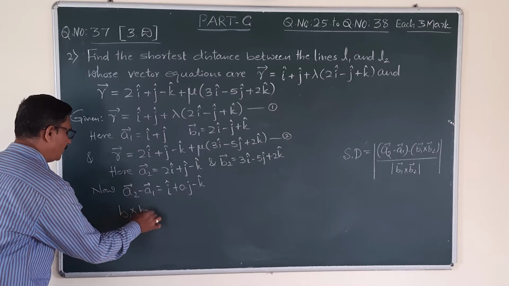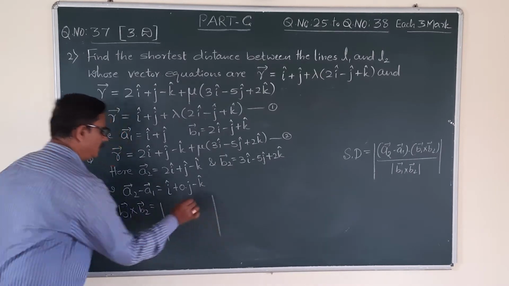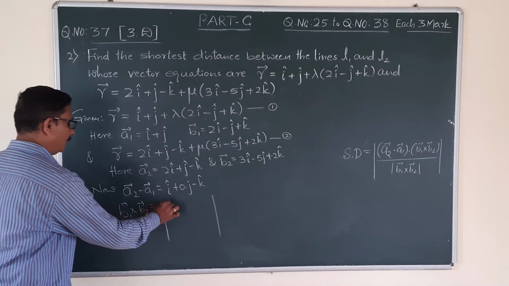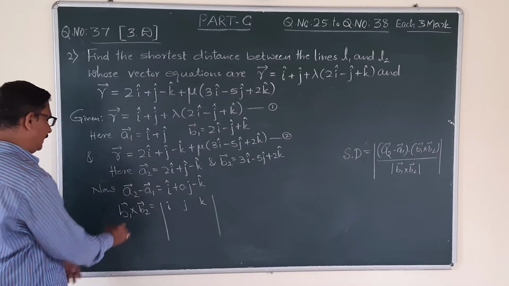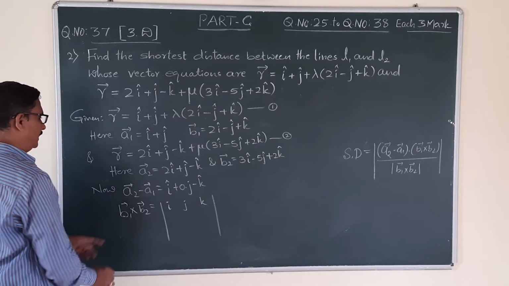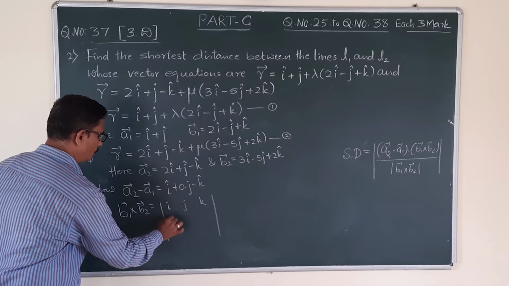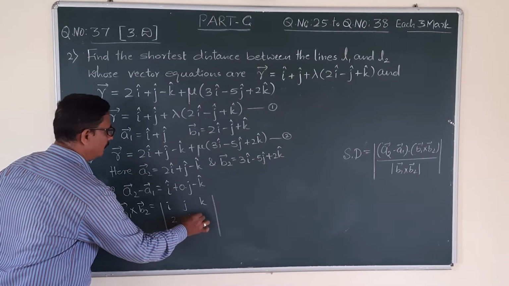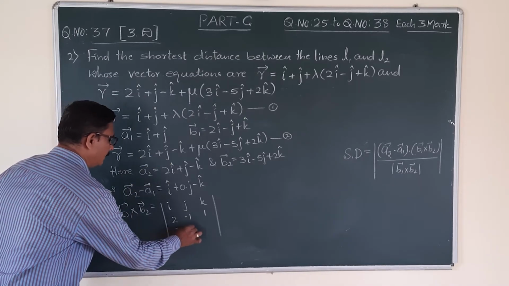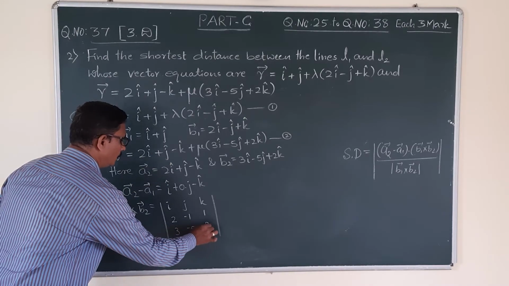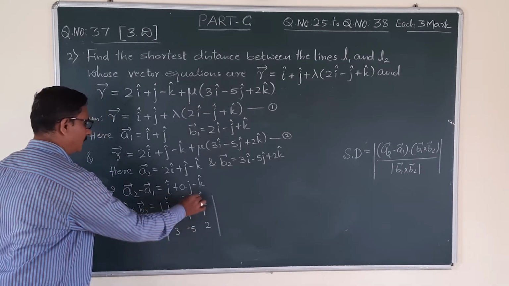b1 cross b2 is equal to, the definition of cross product using the determinant: in the first row i j k, in the second row the coefficients of i j k in vector b1. Vector b1 is 2 minus 1 1. Then vector b2 is 3 minus 5 2. Okay, expand that determinant, plus minus plus.